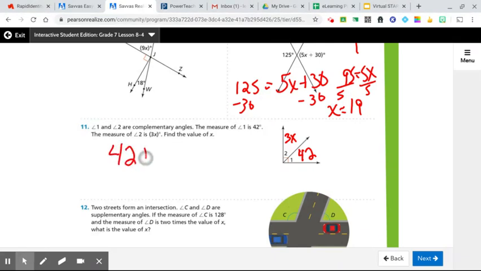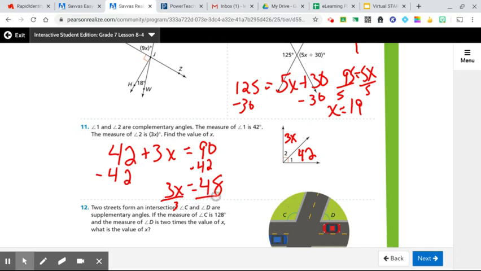42 plus 3x equals 90. Get rid of the constant, subtract 42 from both sides. 3x equals, check my notes, 48. Divide both sides by 3, and x equals 16, or 16 degrees to be exact. All right, moving on. Let's take a look at number 12.